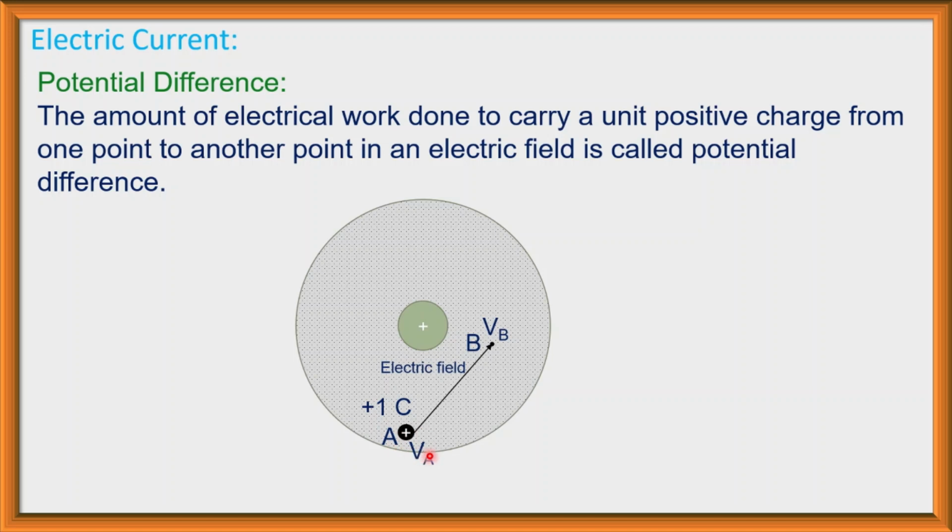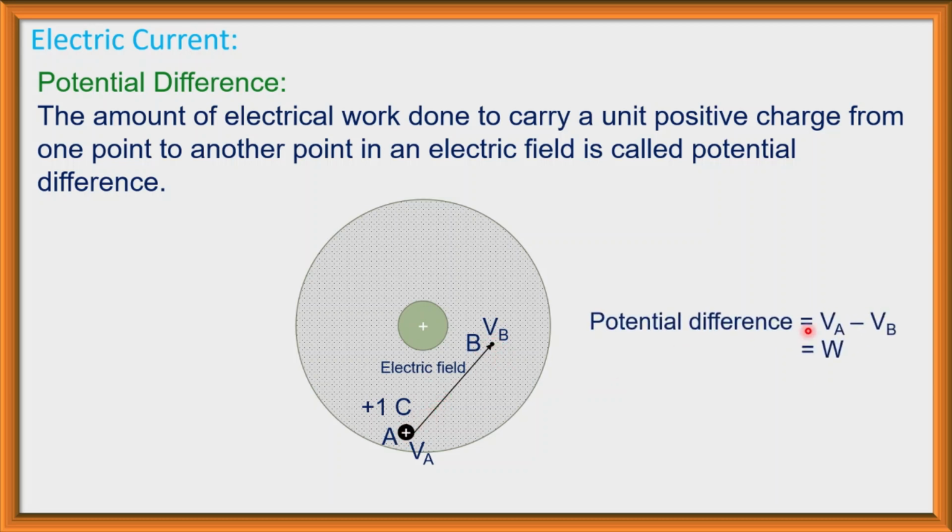Consider the electric potential of A point is VA and electric potential of B point is VB. So their potential difference is VA minus VB, and this electric potential difference is the amount of electrical work done to carry this plus 1 coulomb charge from A point to B point.